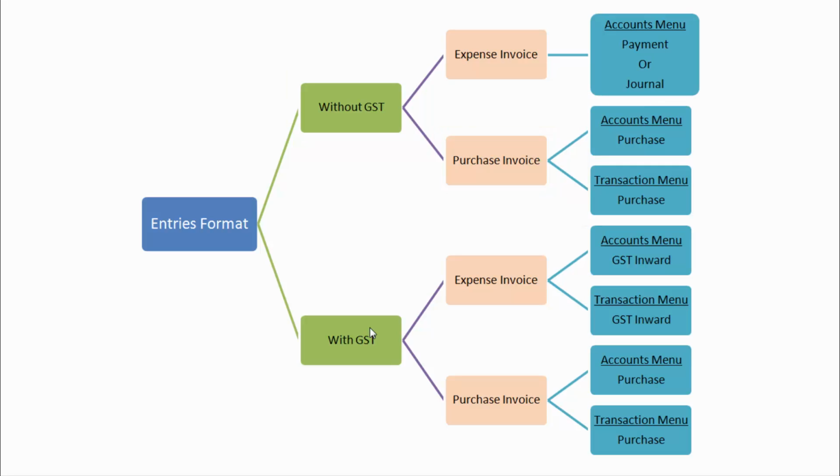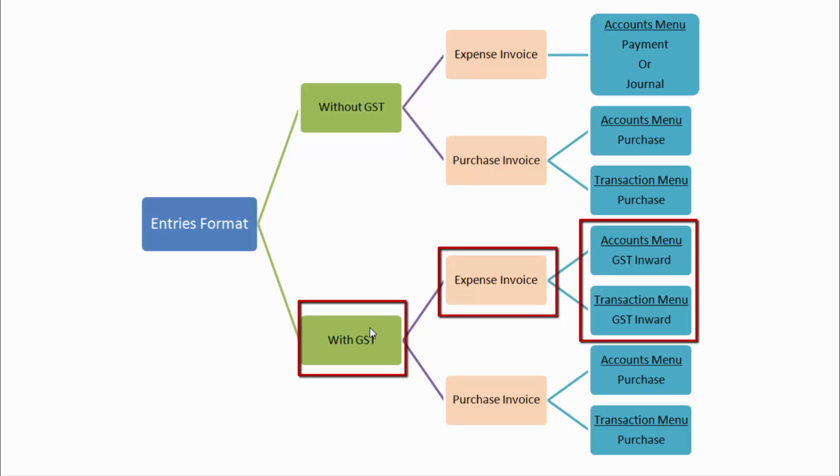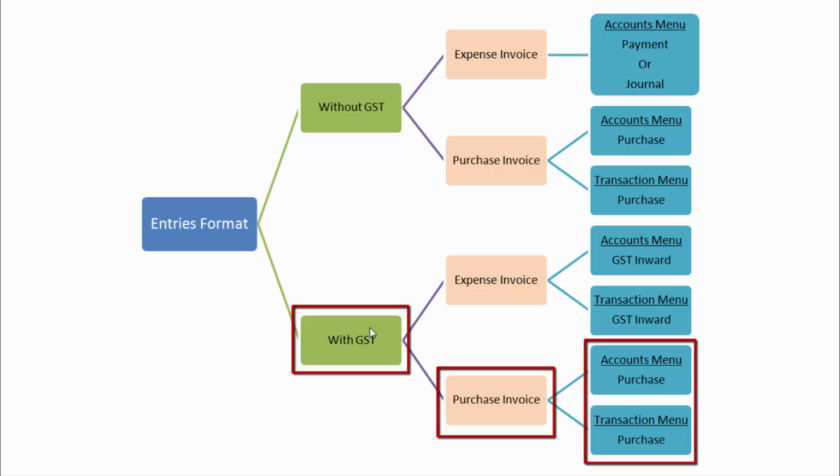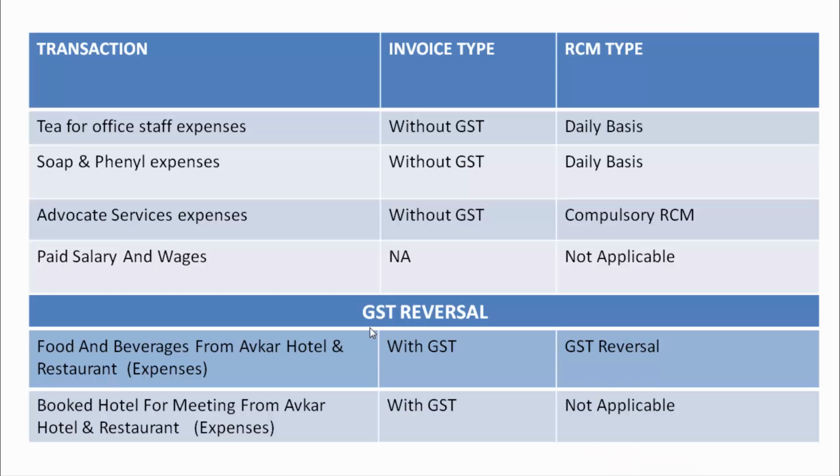On the other hand, if the user has done payment for any expenses on which GST is being charged, then the user will make the entry by going to GST inward option from accounts menu or from transaction menu. If the user is purchasing goods on which GST is charged, then the user can do the entry either by going to purchase option from accounts menu or by going to purchase option from transaction menu. In this video, we will work on these transactions.